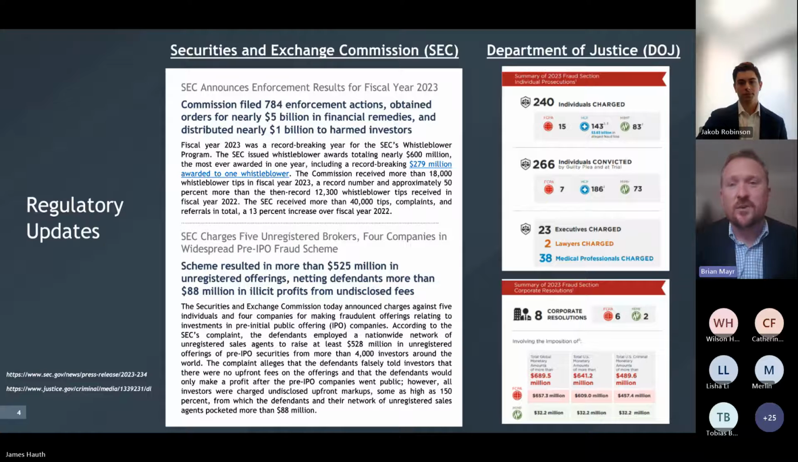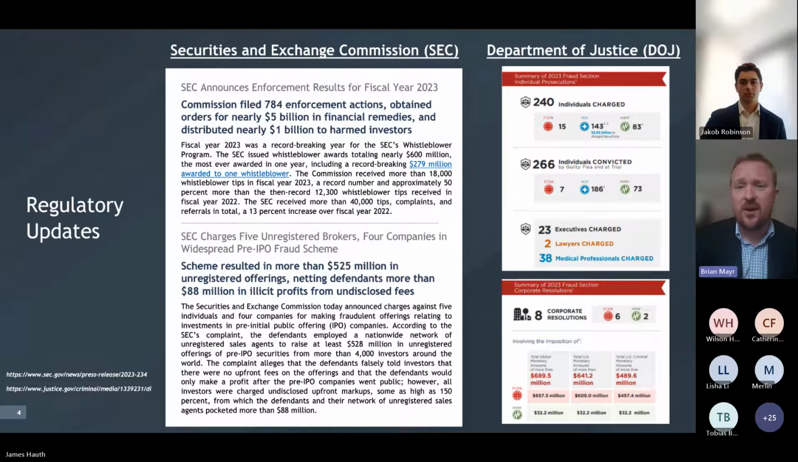So starting with the SEC, everything on your screen right here is just 2023 statistics coming out of last year. Over 784 enforcement actions with over $5 billion in financial remedies, and nearly $1 billion to harmed investors, right? These are really big numbers in terms of the number of actions and the dollars in play. And again, this is just what was resolved last year in 2023.